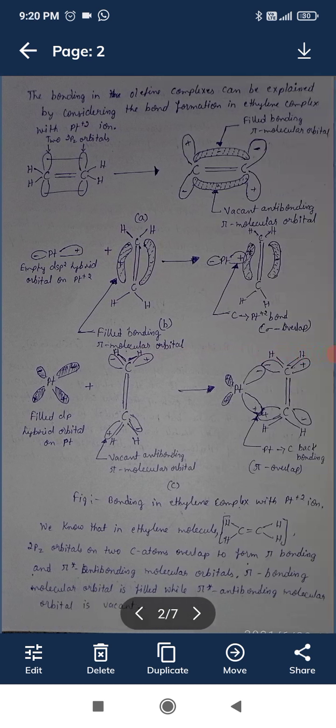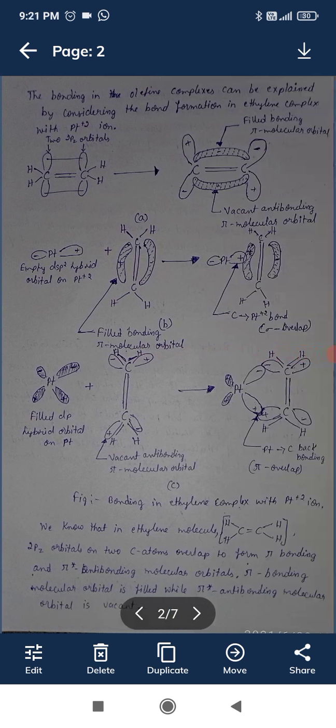In the ethylene molecule, two pz orbitals on the two carbon atoms overlap to form pi bonding and pi star antibonding molecular orbitals. The pi bonding molecular orbital is filled while the pi star antibonding molecular orbital is vacant. This is with respect to structure A. Now we have to understand what happens in the next two cases, so we describe it with two separate figures, showing how the filled bonding pi molecular orbital and the vacant antibonding pi molecular orbital bond with the metal.